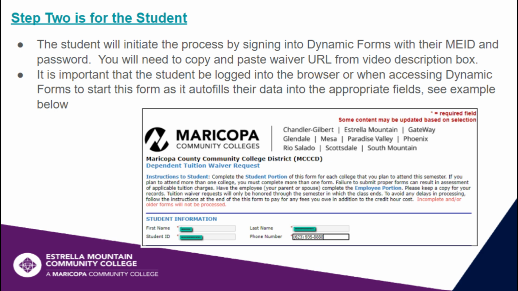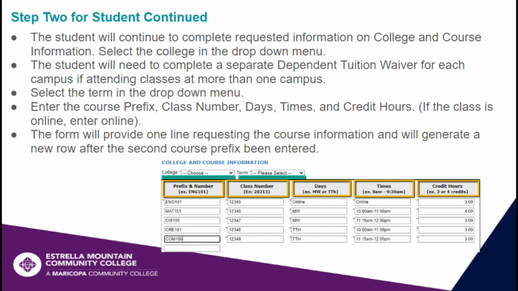To find this form, copy and paste the eligibility form link from the description box. Next, the student will fill in their course data from their schedule. This data should be filled in accurately with the course, class, and section numbers. All data should match what is on the student schedule located in the Student Center.